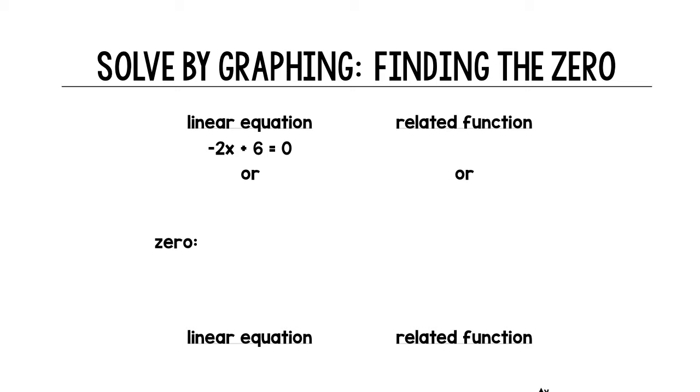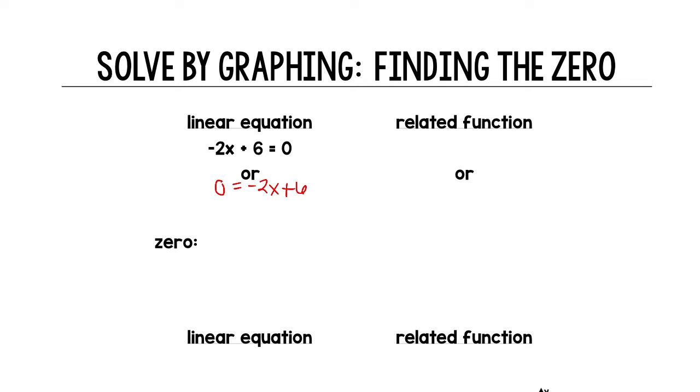Today I'm coming at you with solving by graphing, aka finding the zero. Let's make a few relationships here, relationships between equations. We have a linear equation. We can write it negative 2x plus 6 equals 0. The exact same equation, I flip everything around and it's 0 equals negative 2x plus 6. Those are the same two equations.